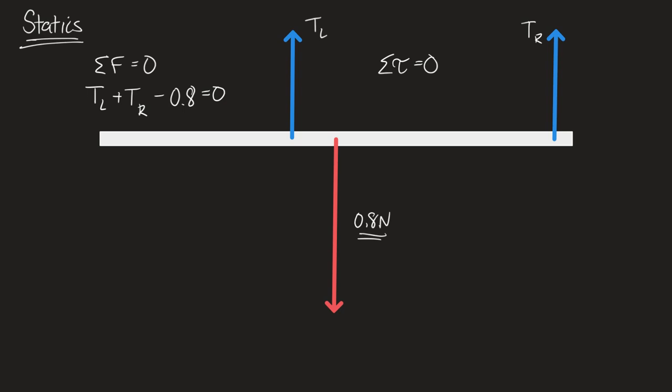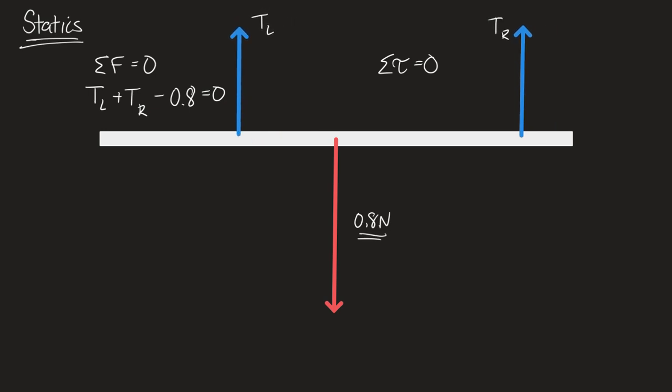We know the meter stick's mass acts at its center. That's at 50. And we've placed one of these forces at 10 and one of these forces at 70. Okay, so 10, 50, 70.